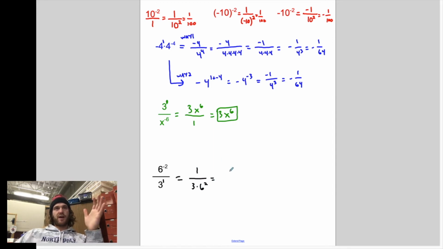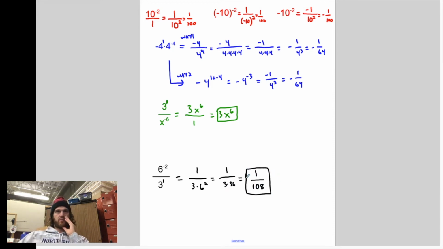Make sure you are evaluating these. If you do have these numbers and you can't evaluate, then you're going to do 3 times 36, which is 1 over, and then 36 times 3 is 108. So 1 over 108 is our answer there.